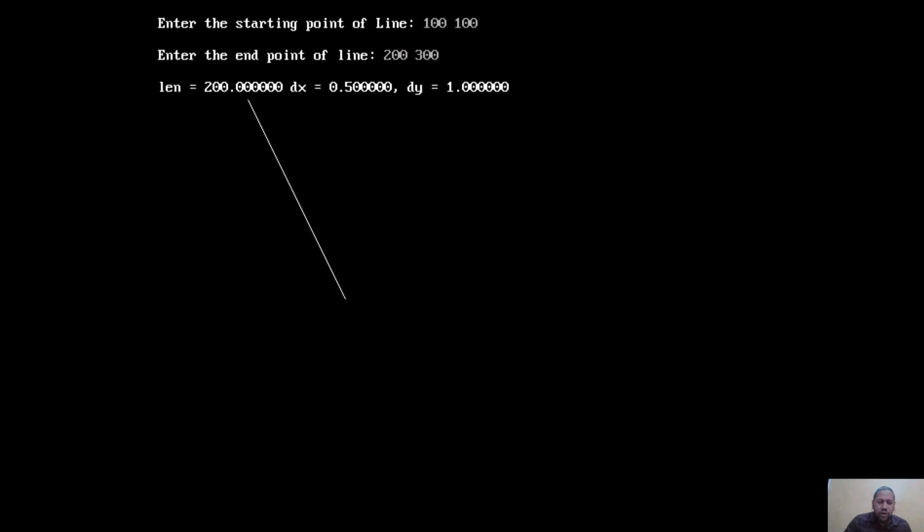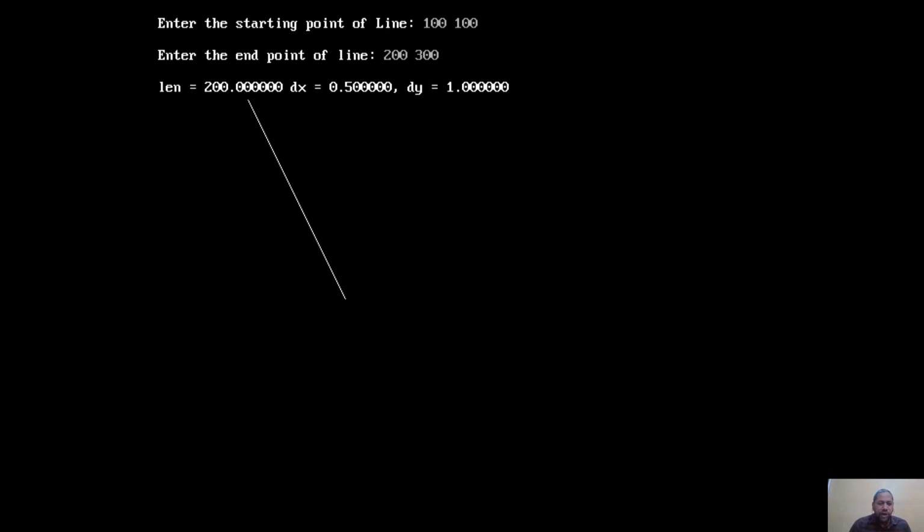Very correct. dx value is 0.5 because I have calculated the value as x2 minus x1 upon length, and dy is equal to 1. Okay, means in x direction it will be incremented by 0.5 and in the y direction it is incremented by 1. And you can find the line is displayed on the screen. Line is visible on the screen.